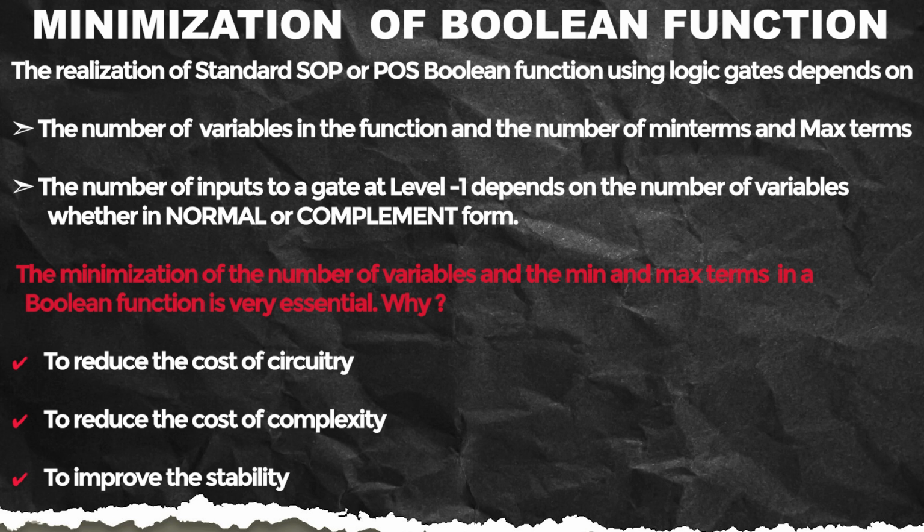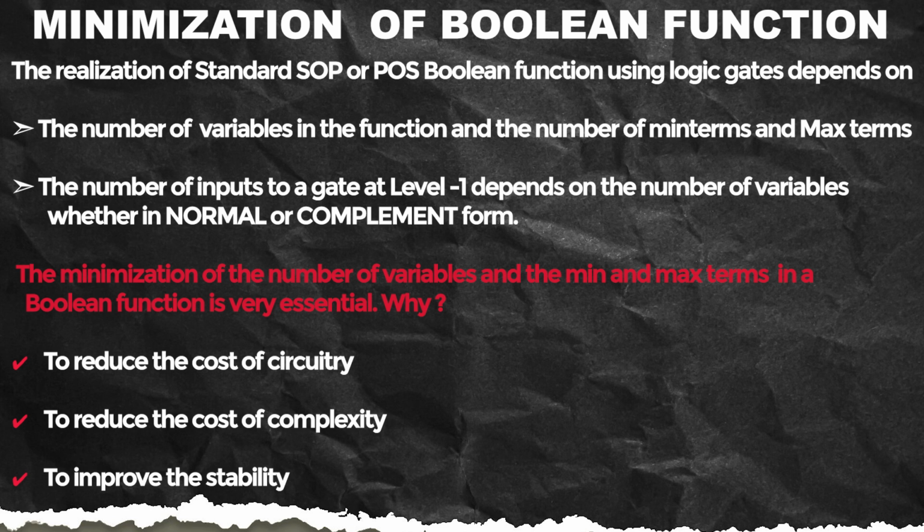Therefore, the realization of SOP or POS depends basically on 2 conditions. First, the number of variables in the function and the number of min terms and max terms, and second, the number of inputs required for the gate at level 1, which again depends upon the number of variables, whether a variable is in its normal form or in its complement form. The question comes: why do we require minimization of Boolean functions?